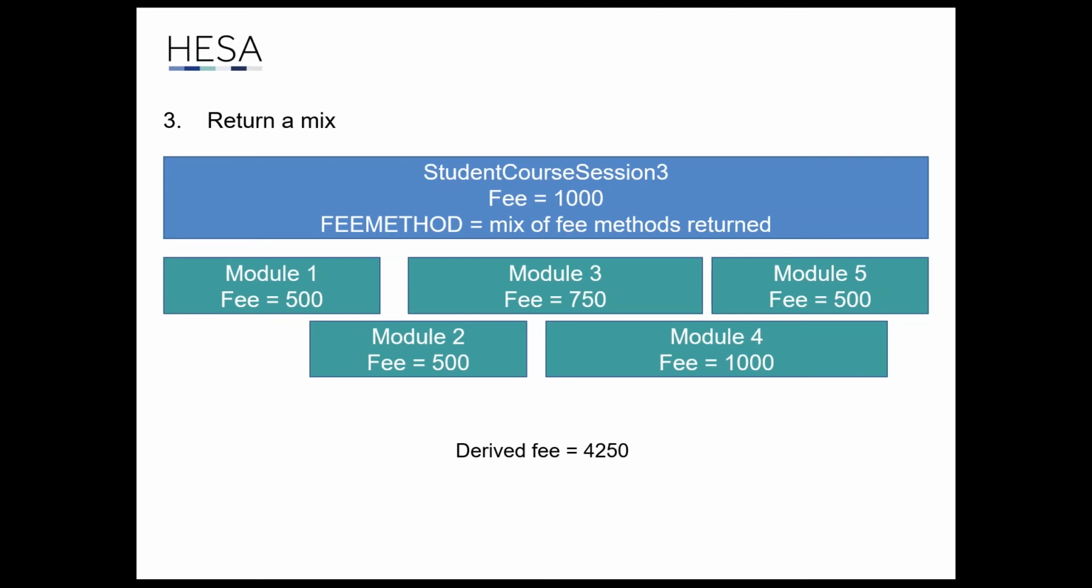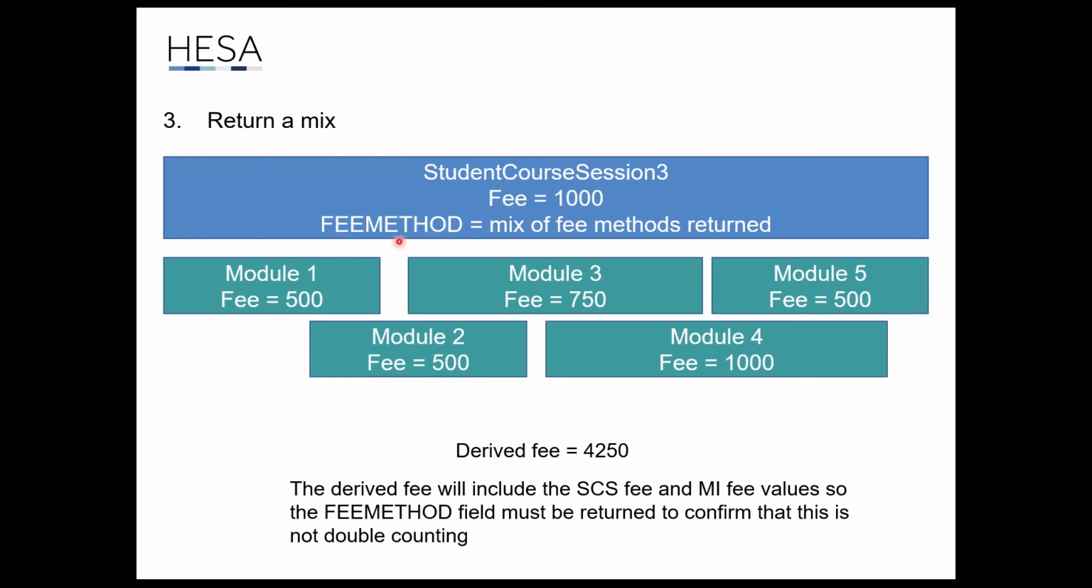Now, as I've said a couple of times, it's important that we're not double counting. So we want to make sure that a provider isn't unintentionally returning all these module fees and then repeating that in a student course session fee, making the fees look higher than they are. And that's where this field fee method comes into play. So if they are using option 3 and returning a mix of student course session fees and module fees, they need to return this fee method field to say, yep, that's right, we're returning a mix of different fees. And that's confirming to us that the provider's confirming that that's not double counting. That is the method that we're using to record our fees.